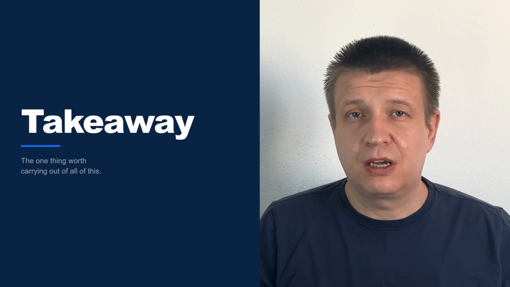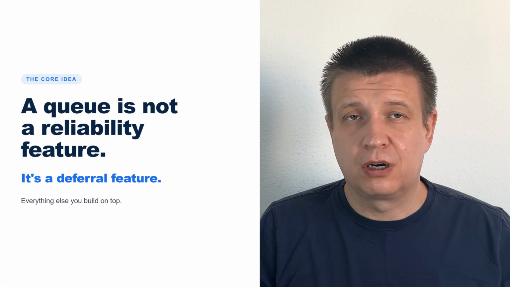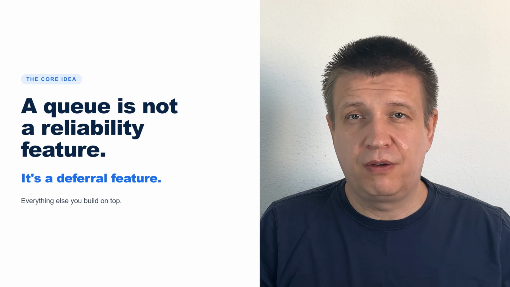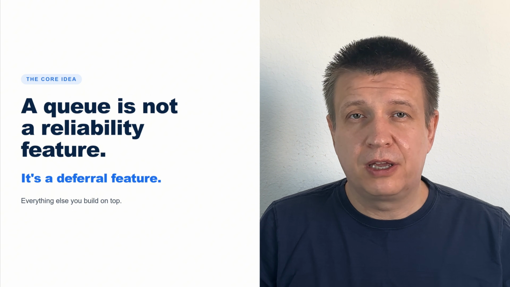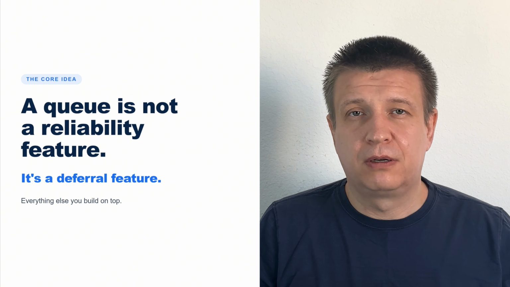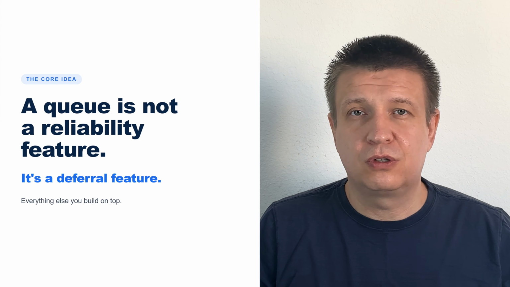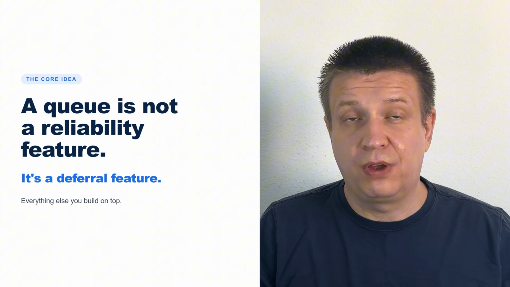Here's the thing I take away from all of this. A queue is not a reliability feature, it's a deferral feature. And by default, that's all it does. Everything else, the retries, the backoff, the idempotent writes, the dead letter queue, is what you build on top. Skip it, and you've taken work that used to fail loudly and taught it to fail silently.